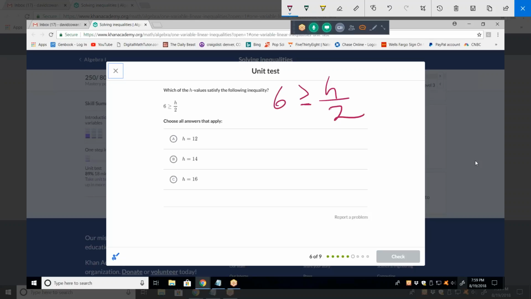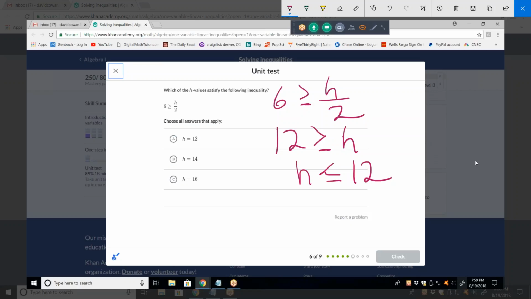H is less than or equal to 12. So we got 12 is greater than or equal to H. Now, if I turn that around, how should it read? If I turn it around, I want to get the H on the left side. So H is greater than or equal to negative 12? Nope. All you have to do is switch the two terms and switch the sign.